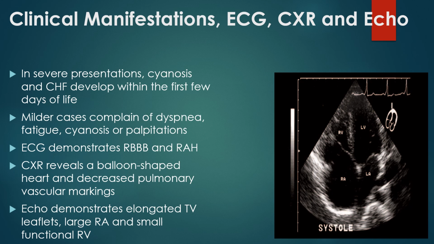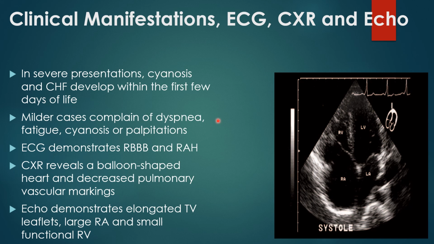Some of the clinical manifestations on the EKG and chest X-ray and echo, again, here you've got this very nice little ASD. You've got this very small RV, huge right atrium, big enough that you could sit inside and sew, as one surgeon says. But milder cases complain of dyspnea and fatigue, cyanosis, or palpitations. That's what you see a lot in some of the adults.